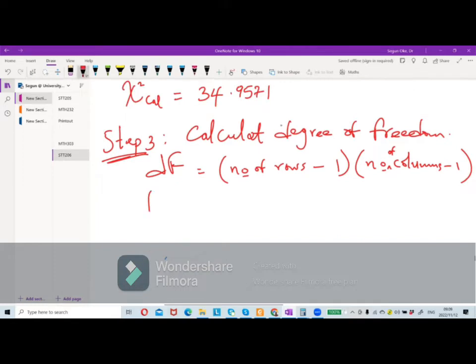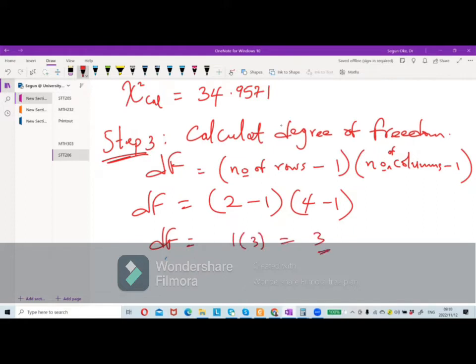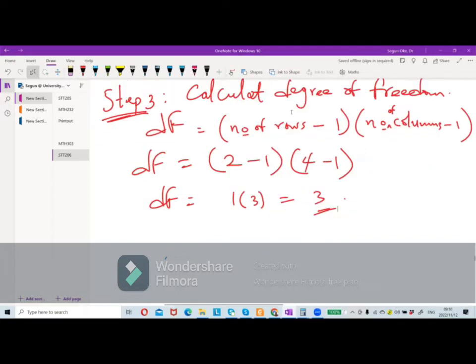So it simply means our degree of freedom will be 2 minus 1 multiplied by 4 minus 1. So which means our degree of freedom is equal to 1 multiplied by 3, which is equal to 3. So we have degree of freedom to be 3. Now, if your alpha is equal to 1%, what do you have?